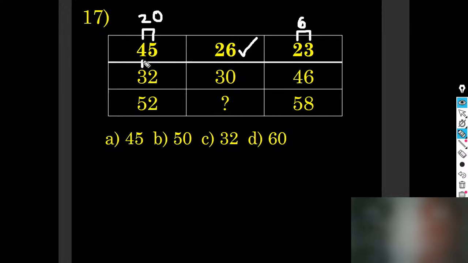Next, 3 into 2 gives us 6. 4 into 6 gives us 24. Add those two, you will be getting 30. In the same way, try to find the value of the question mark. Multiply the digits, add it with the first one. You will be getting the second one. First plus third gives us the second one. 50, okay, let us check.